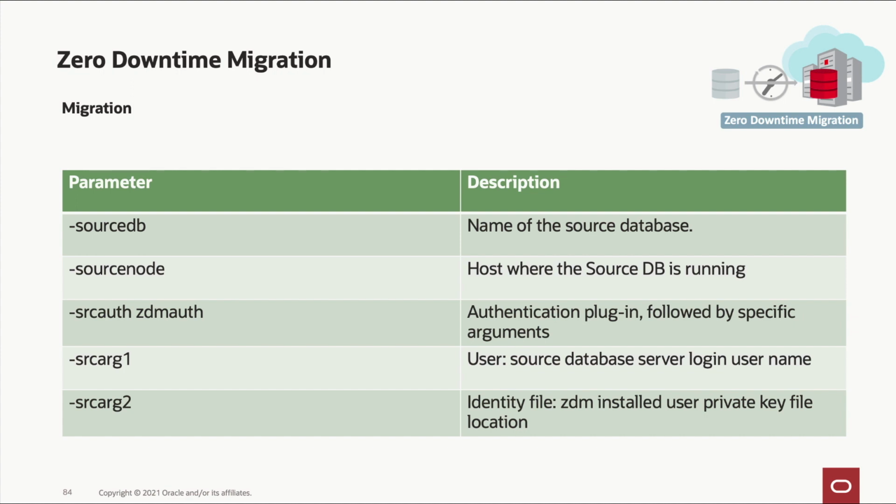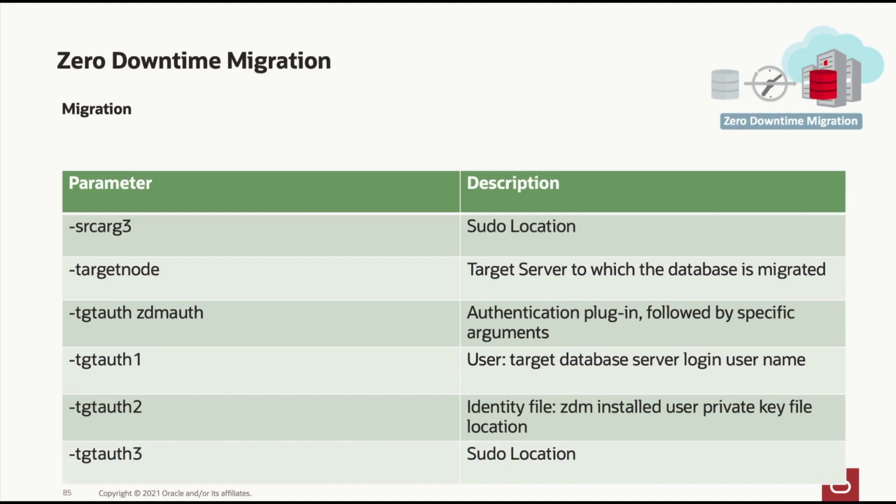Source RG1 is the user, which is the source database server login username. Source RG2 is the identity file, which basically is where the private keys for the ZDM user are located. So basically it's a path for those keys. Then source RG3 is the sudo location for the source. Then we have the target node, which is the server name for the target database where it resides.